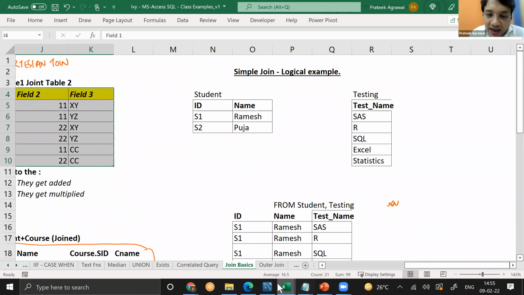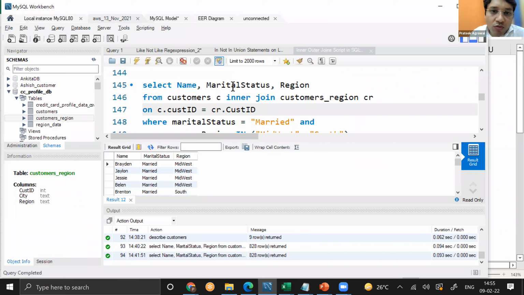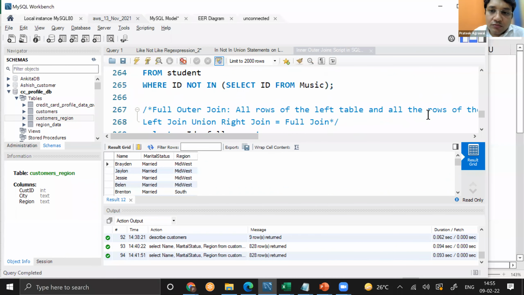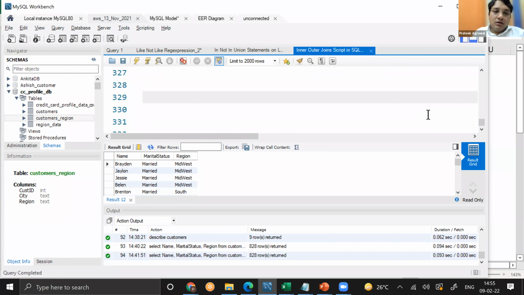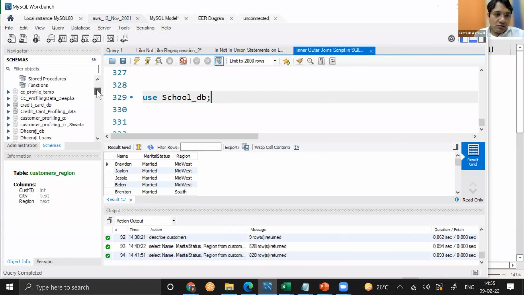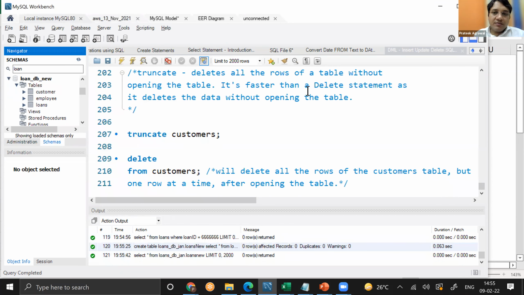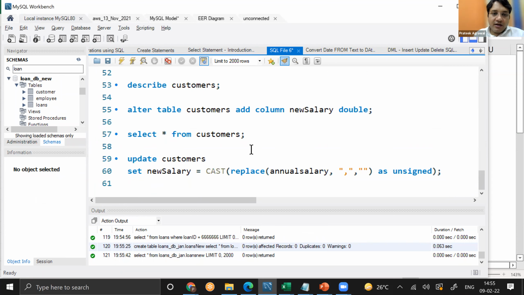So if you remember, we had... I'm going to go to my local server. In my local server, I have a database.